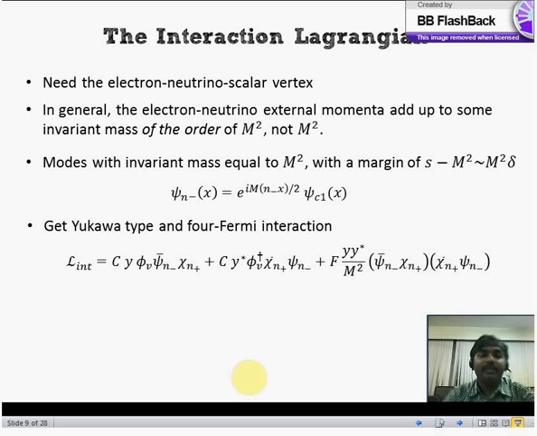We also have the interaction Lagrangian. We need an electron neutrino scalar vertex. Remember, none of these two Lagrangians has an electron neutrino scalar vertex, so we need one, and that is given by this kind of Yukawa type interaction, which is the electron over here, the neutrino over here, and a scalar vertex, plus the Hermitian conjugate of that. And of course you can also have a 4 Fermi interaction with this.